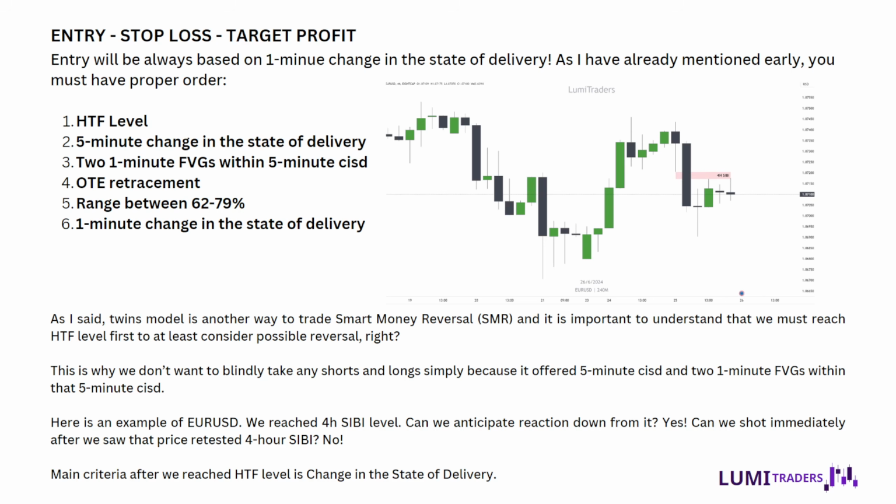As I said, the Twins model is another way to trade smart money reversal, and it's important to understand that we must reach the higher time frame level first, at least to consider a possible reversal, right? This is why we don't want to blindly take any shorts or longs simply because it offered a 5-minute change in the state of delivery and two 1-minute imbalances within this 5-minute change in the state of delivery. You must take the higher time frame level first. If you can see once again a 5-minute change in the state of delivery, two 1-minute fair value gaps, but we're still above or below, depending on the direction, the higher time frame level, don't take it.